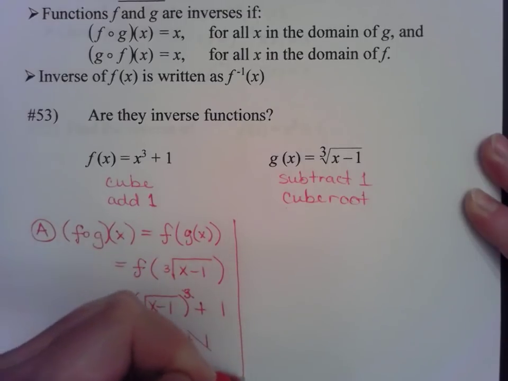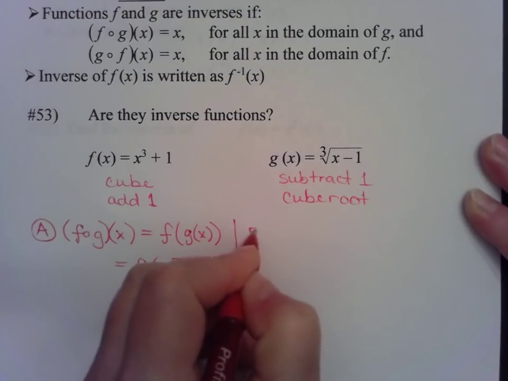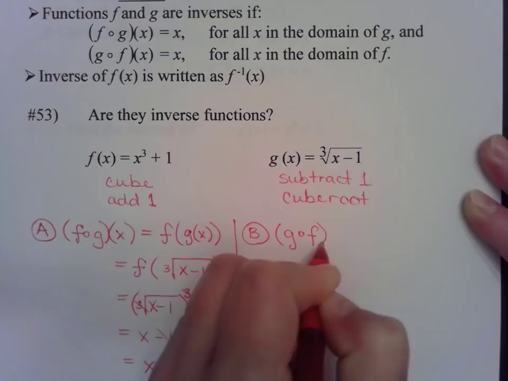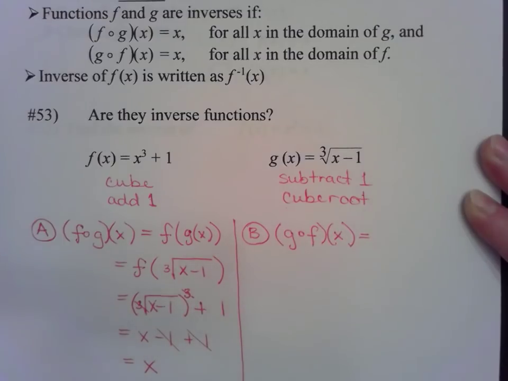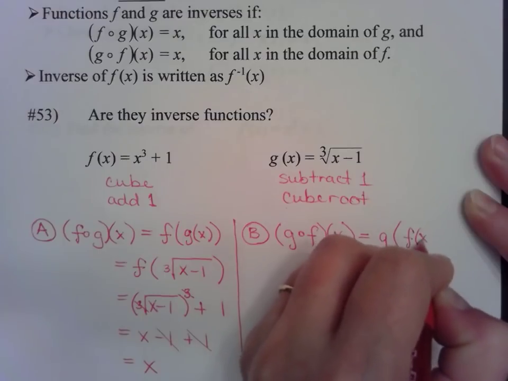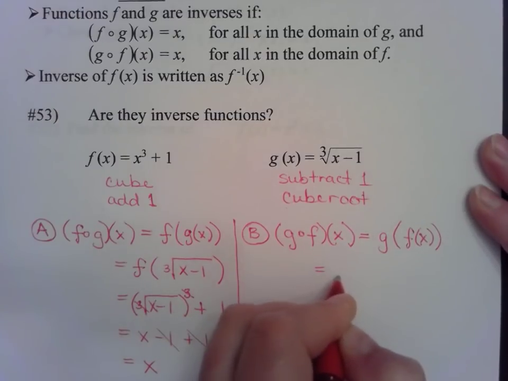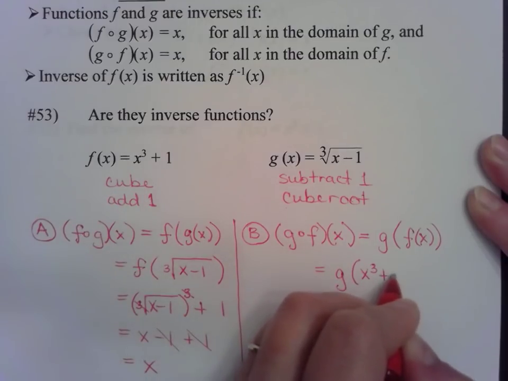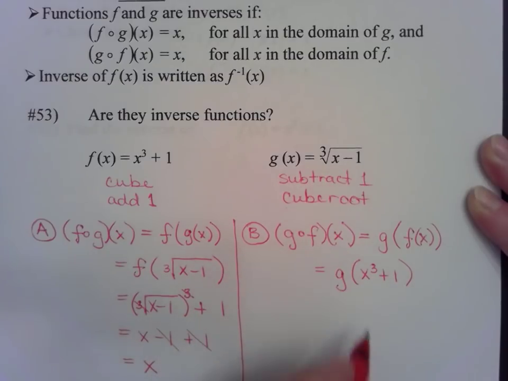This is a two-sided justification, I guess. So now we need to show that g compose f of x does the same thing. This will be showing that g counteracts the operations of f. So this is g of f of x, which means we're going to substitute the function f into the function g. g takes the cube root of the input minus 1. We're using f of x as our input.